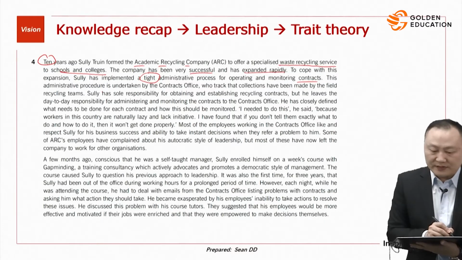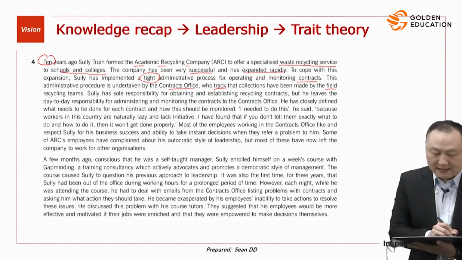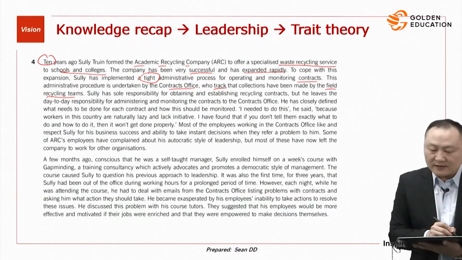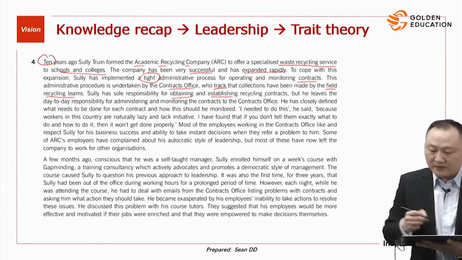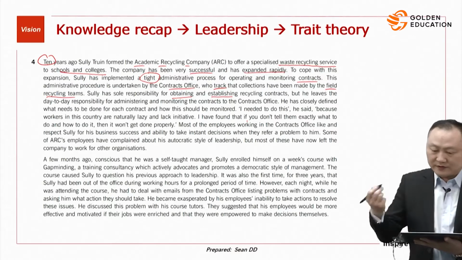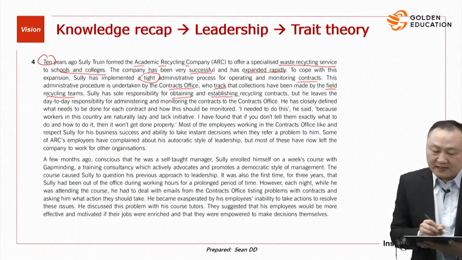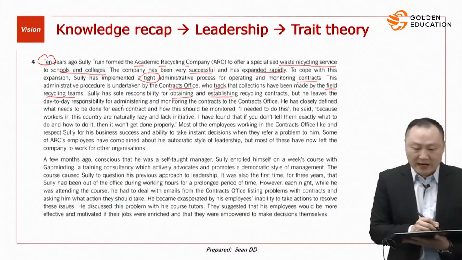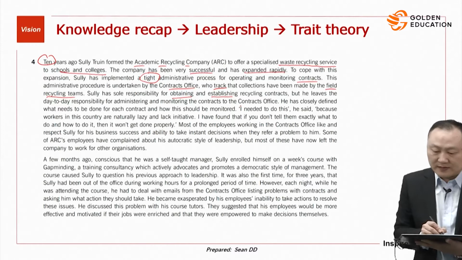And this administrative procedure is undertaken by the contractor office, who track that collections have been made by the field recycling team. That means frontline team. And Sully has sole responsibility for obtaining. His job is focusing on obtaining and establishing recycling contracts. That means business development. He was focusing on the business development and trying to get more customers for the company. But he leaves the day-to-day responsibility for administering and monitoring the contract to the contract office. So the detail works left to this contract office to do.